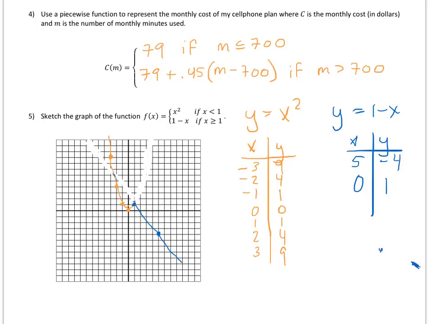The important number I was looking at there was x equals 1. On the x-axis, I was looking at 1. I kept the orange graph to the left of 1 because it says x less than 1, and I kept the blue graph to the right of 1 because it says x greater than or equal to 1. Then I can combine these into one graph just to make it really clear. This is the graph of the piecewise function.